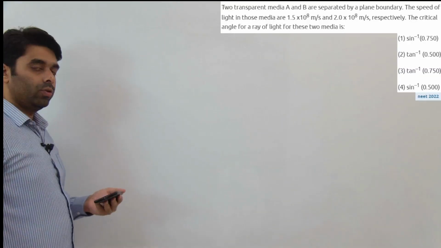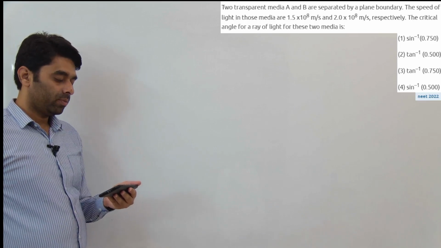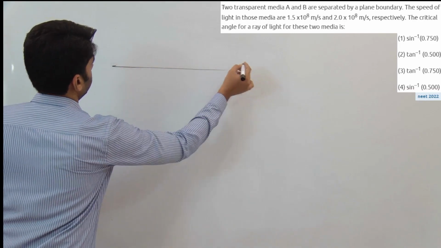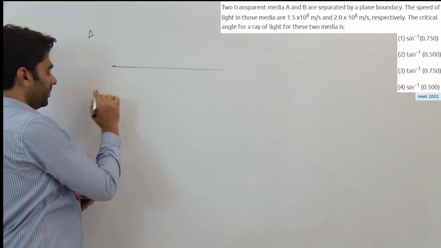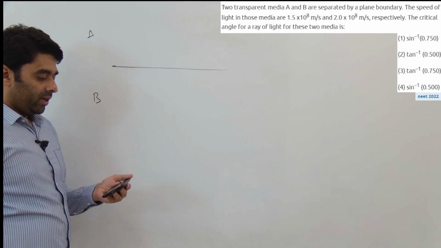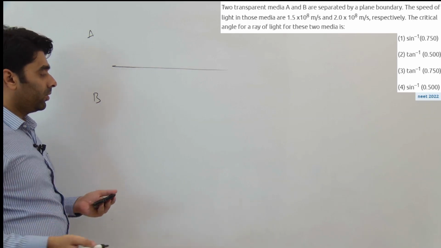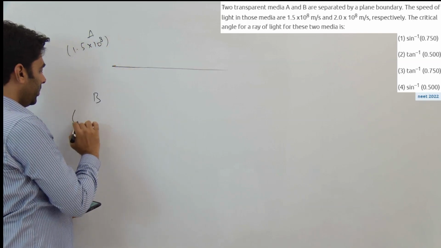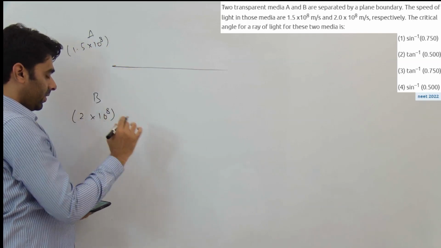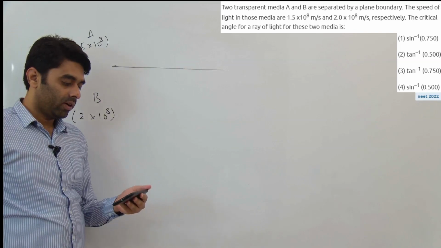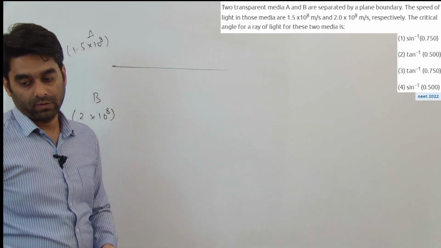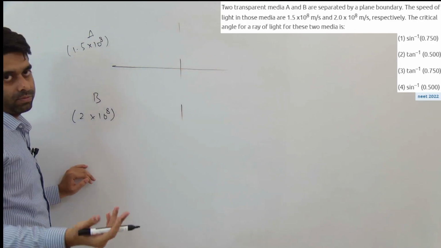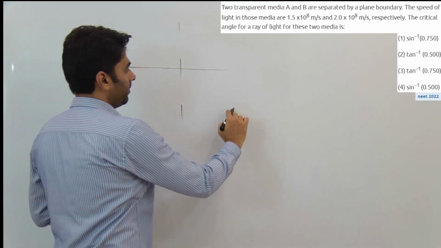Now we have a question: two transparent media A and B are separated by a plane boundary. The speeds of light in those media are 1.5 into 10 power 8 and 2 into 10 power 8. So over here the speed is 1.5 into 10 power 8, and over here it is 2 into 10 power 8. Well and good. The critical angle for a ray of light for these two media is? Now, first of all, from where to where can we calculate refractive index? We can calculate the refractive index of A.